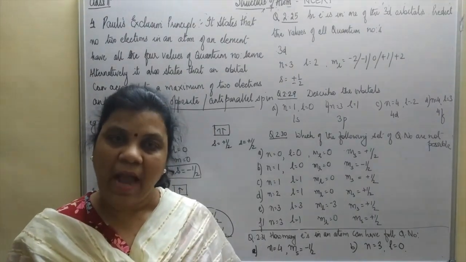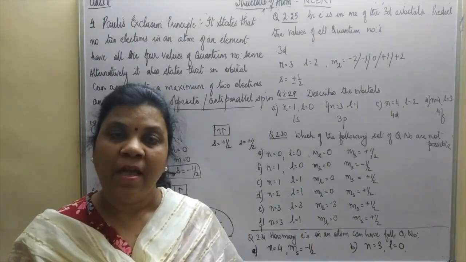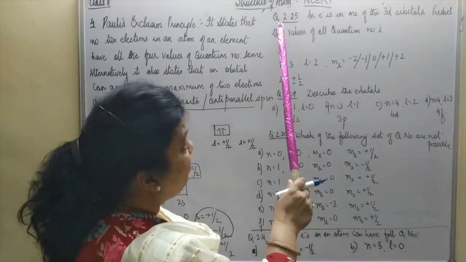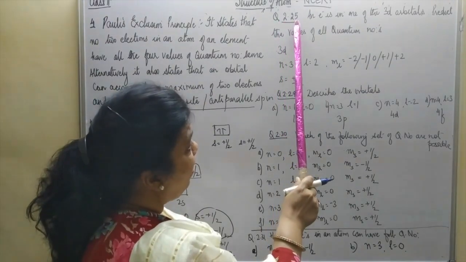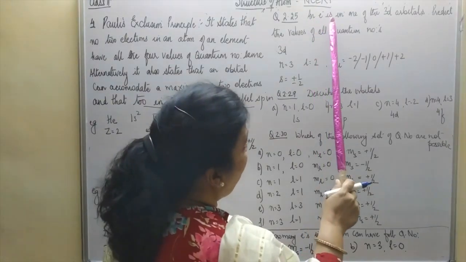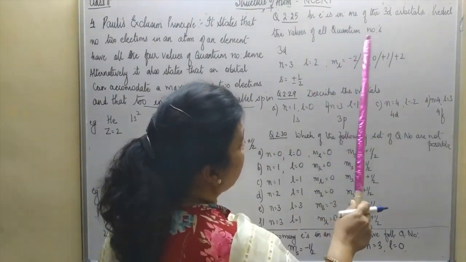So these were the various rules which govern the filling of electrons in the atom of an element. Now let us practice a few questions from your NCERT back exercise related to the quantum numbers. Let us take question 2.25 from your NCERT back exercise. An electron is in one of the 3d orbitals. Predict the values of all 4 quantum numbers.